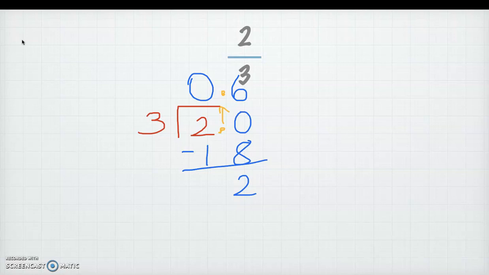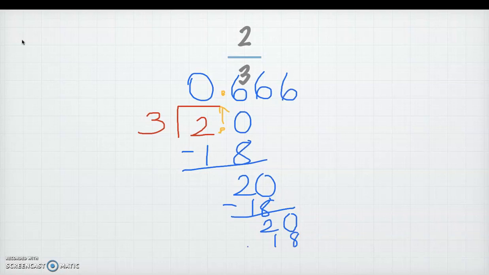But I'm not done with my division. Remember, we learned how to finish our division with our remainder. I keep annexing 0s. How many times can 3 go into 20? 6 times again. 6 times 3 equals 18, and I have a remainder of 2. I annex a 0 again. How many times can 3 go into 20? 6 times. 6 times 3 equals 18. Subtracting 20 minus 18, I have a remainder of 2, and I will keep going. As you can see, my 6 keeps repeating, so one way I write that down is 0.6, and then I draw my line over the top, repeating.